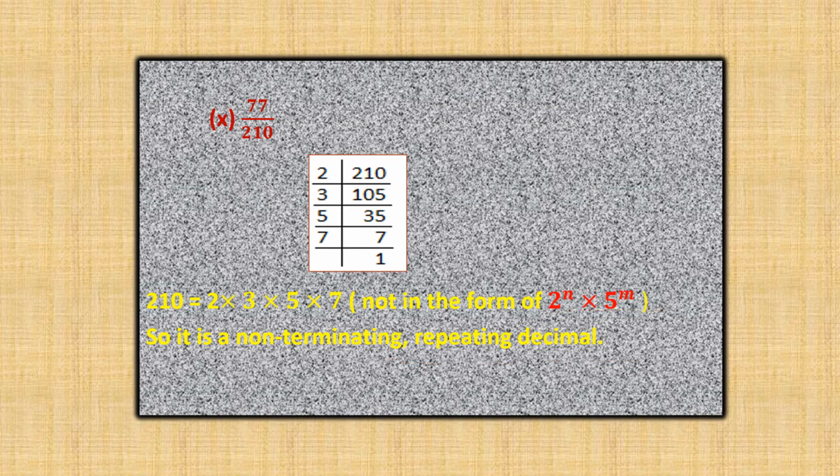One thing I want to make sure here: if there are other factors, you check whether the numerator is divisible by them or not. If it is divisible, then you can write it in the form of 2 power n into 5 power m. But if it is not divisible, then you cannot write it in this form, so it will be a non-terminating repeating decimal. So let us go to the next slide.